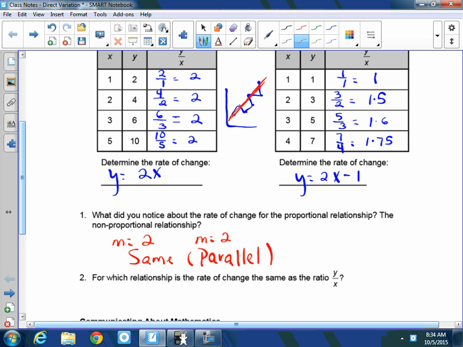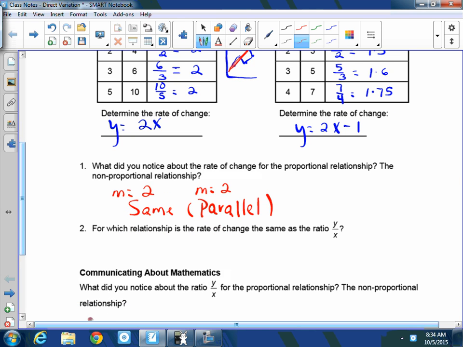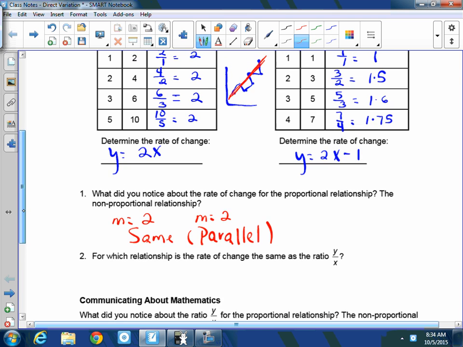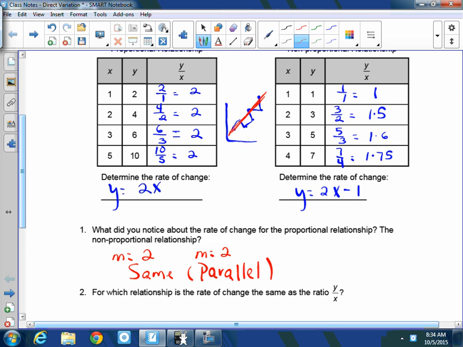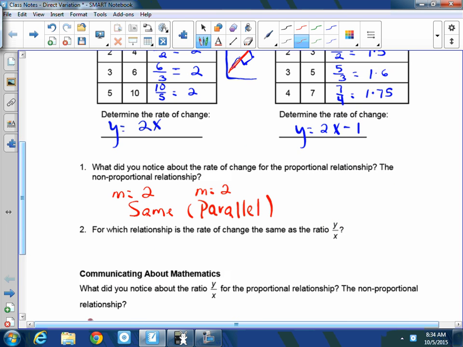If this was the mother function, if this was the first one, what did I do to this one? Shifted it how many down? 1. There you go. All right. For which relation does the rate of change equal the ratio y over x? So for which relation is the rate of change, which is 2, the same as y divided by x? The first one. The proportional one. Very good. So that would be which one? Proportional.